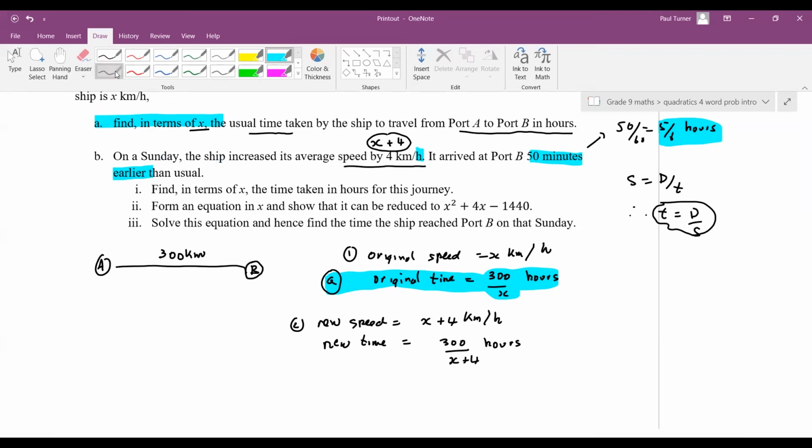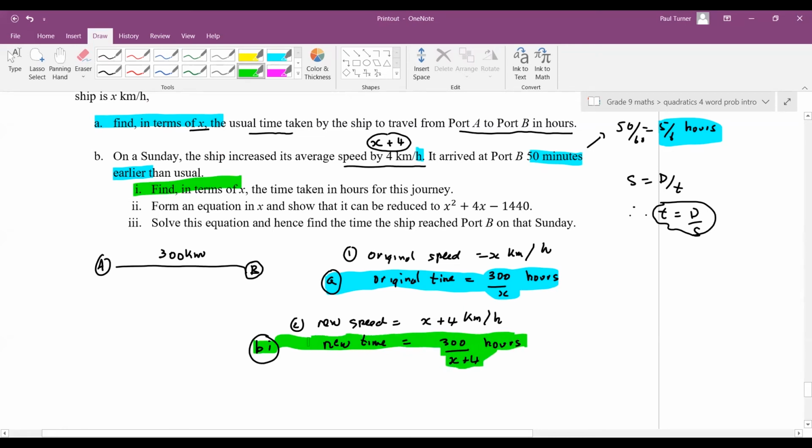Okay, so find in terms of X the time taken for travel. Okay, so this is actually part B(i) here. That's this one here. Okay, that one there. I'm just kind of working ahead of the actual question, but that's the answer for that one. Form an equation in X and show that it can be reduced to this. Okay, so that means we need to write a new equation and simplify it to be this equation here.